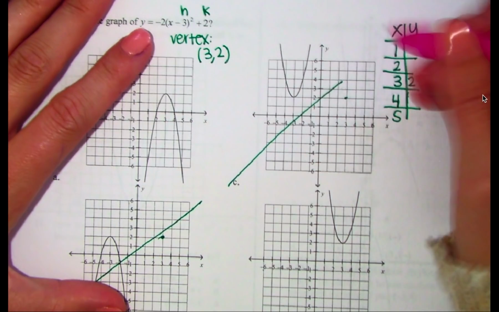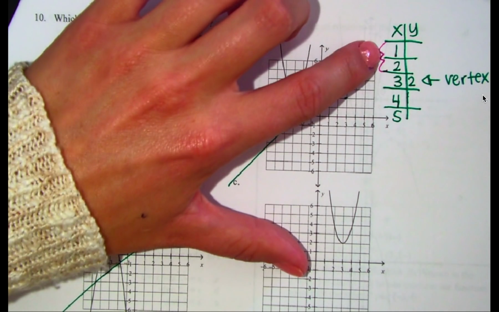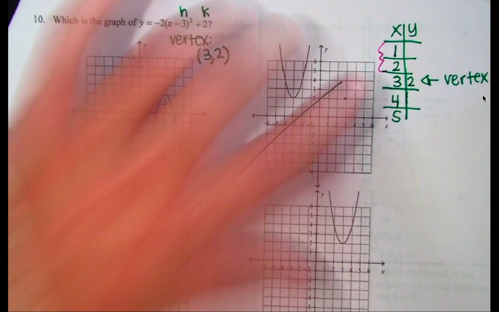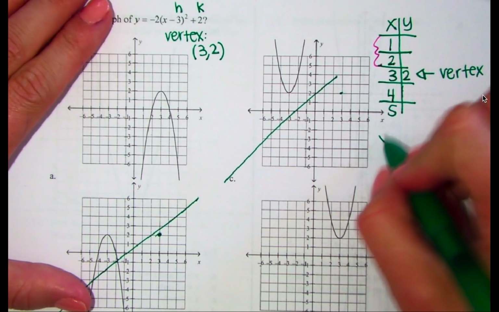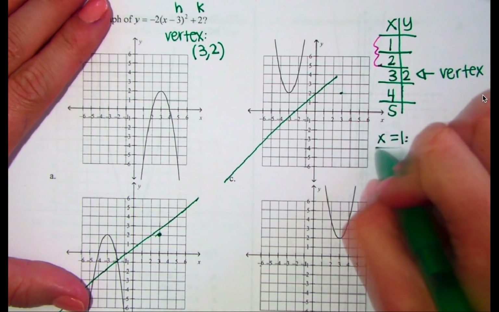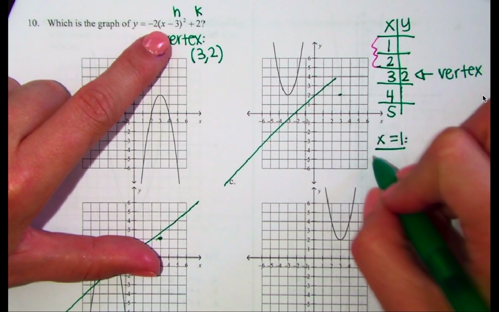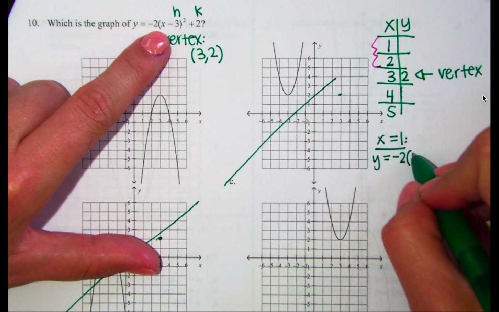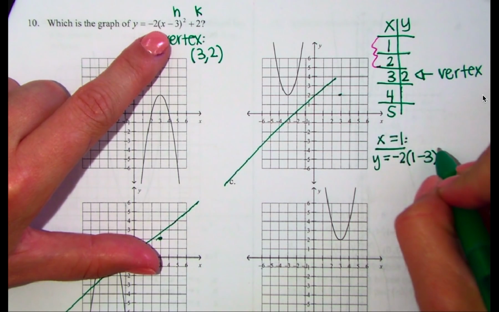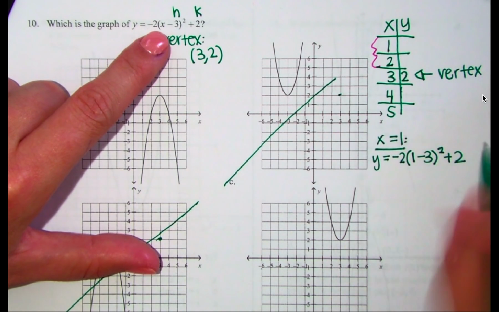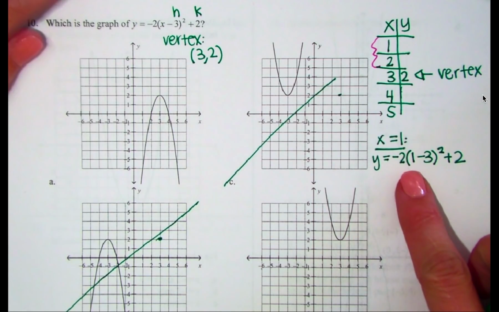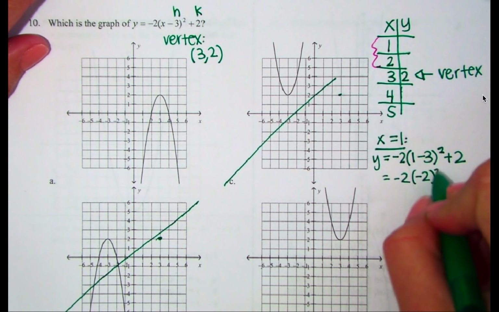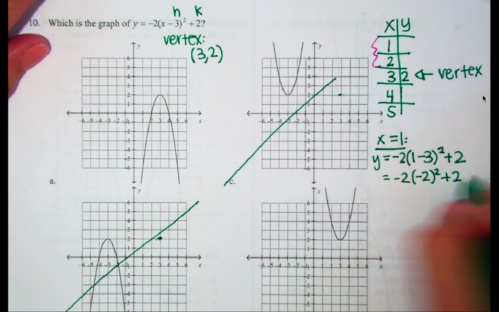So with the table, I'm only going to plug in half. I'm going to plug in just the top 2 values because with a symmetric U-shaped parabola, those same values will go down here for 4 and 5. So when x is equal to 1, I'm going to plug that into my equation so I can find y. I have negative 2 times 1 minus 3 squared plus 2. Again, I'm just replacing x with 1 in my original equation.